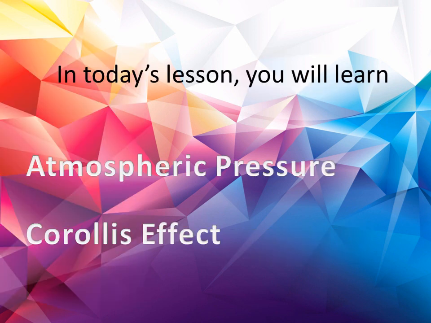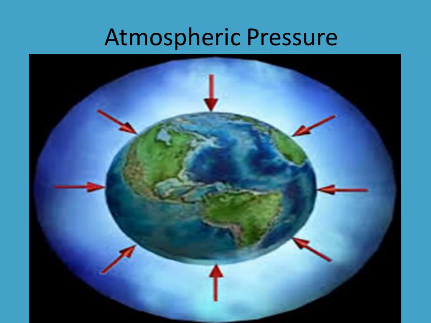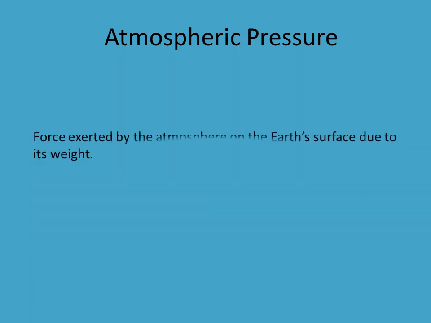In today's lesson, we will learn about atmospheric pressure and the Coriolis effect. The atmosphere exerts force on the Earth's surface due to its weight. It is called atmospheric pressure. Atmospheric pressure on the Earth's surface is not uniform and it varies from place to place.